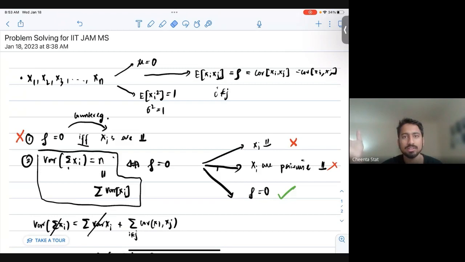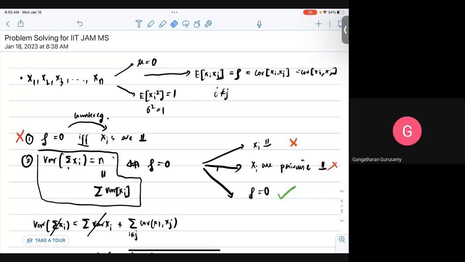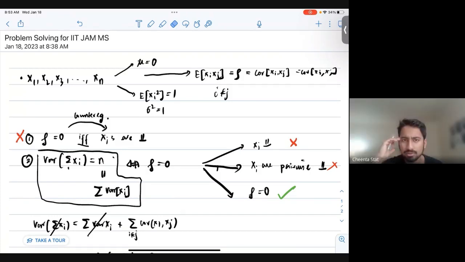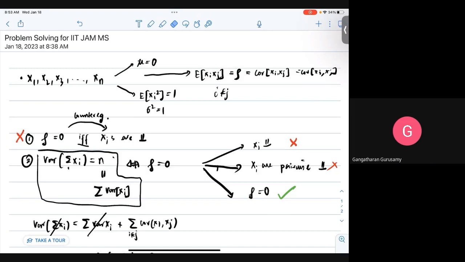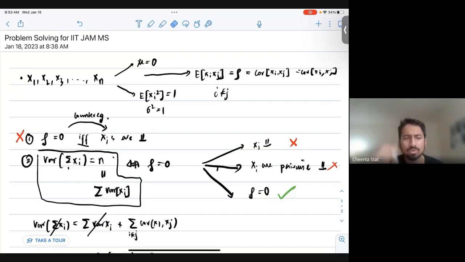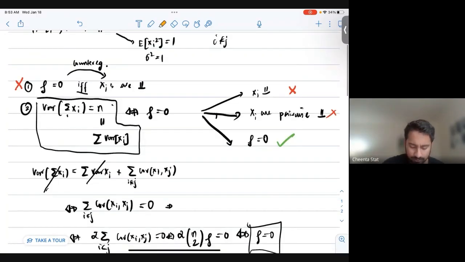So independent means variance of summation of xi equals summation of variance of xi. I didn't get your question, second option, sir. Variance of summation of xi equals summation of variance of xi when the xi are independent, no? Because xi being independent means the covariance will be zero. No, it's asking: if variance is equal to this, then which of them are true? Like if and only if.